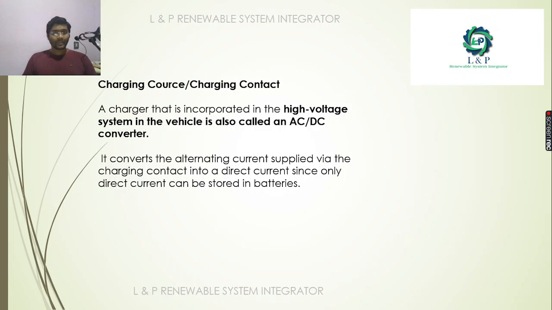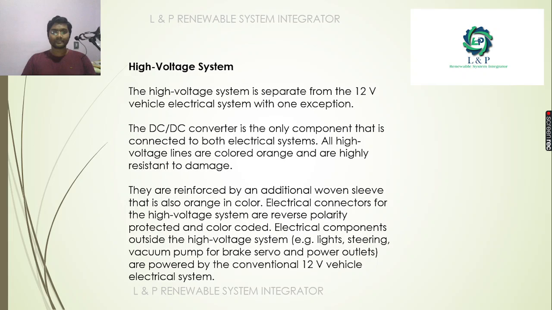As we told earlier, in order to charge these fuel cells or normal batteries, we need a charging contact. Inside that charging contact, we can also have the AC to DC converters. As we told earlier, this high voltage system is separate from the normal 12 volt system of the electric vehicle. Also, in certain places, this high voltage system is referred to by orange color because it is a little higher voltage than the normal 12 volt battery systems.